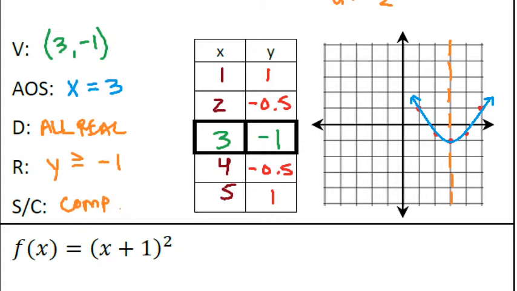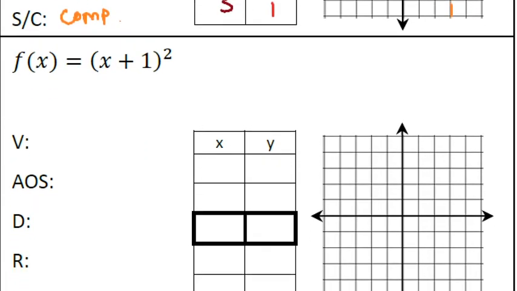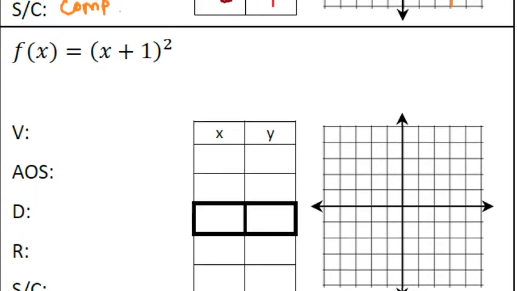All right, let's do another one. Here we go. f of x is equal to (x plus 1) squared. All right, let's identify h and k. Our h value is right here. Remember, with h, we flip the sign because the equation for vertex form has a minus sign in it. That means the h value is the opposite value of that. This is going to be -1.